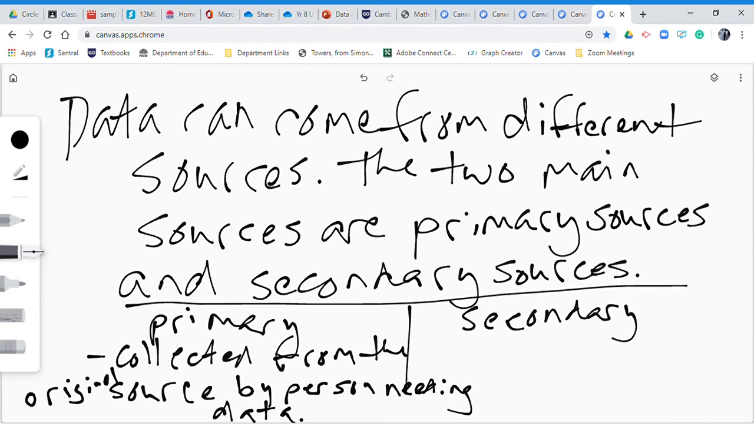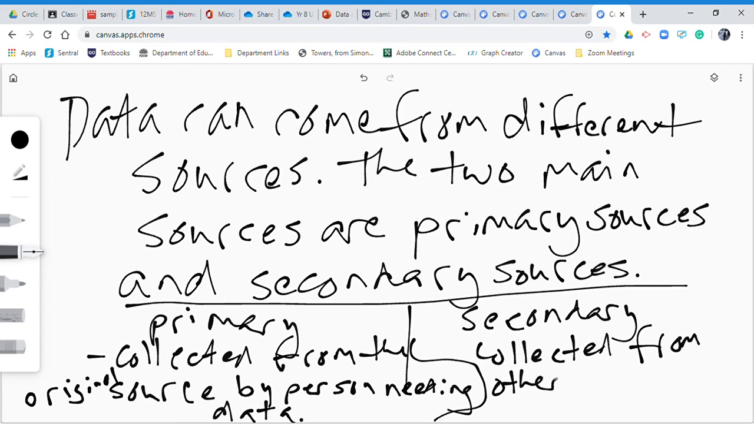Secondary sources are collected from other media. When I say media, it means not just the news, but it could be the internet, it could be textbooks, it could be newspaper articles, it could be internet blogs, and it's considered to be secondhand data. So you're getting it from another source and not directly from yourself.